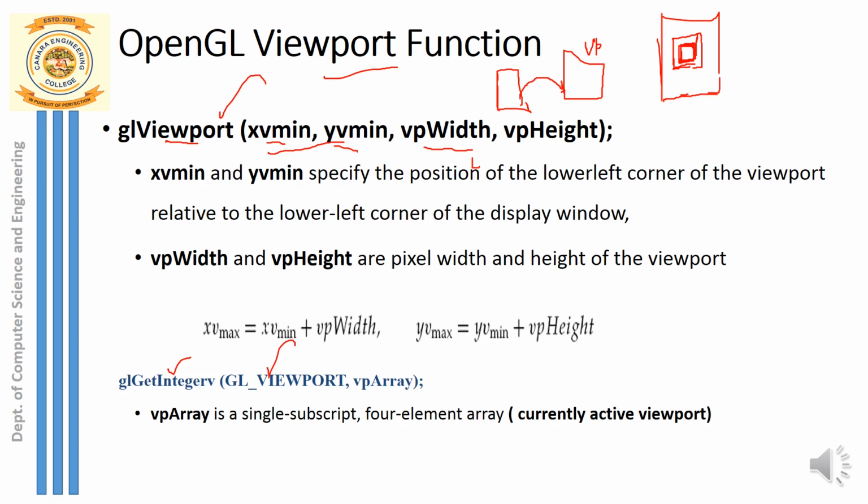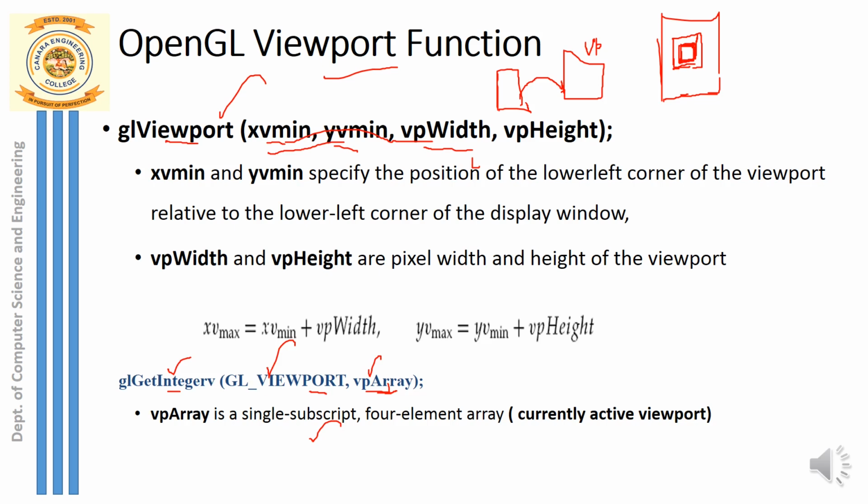So what you can do, the GL VPort parameter you have to pass as the first parameter, and then you can pass the next parameter called VP array. It is nothing but the 4 element array there. That 4 element array indicates the above 4 parameters. It contains the position of the VPort and the width and height of the VPort. So these 4 elements will be defined inside this VP array, and then the GL VPort is a parameter that you pass, and this is an OpenGL function which returns an integer value.